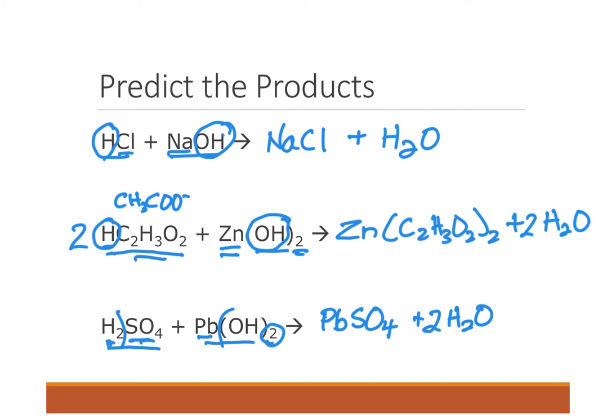So you just look for the water being taken from the H in the acid and the OH in the base, and combine the other 2 ions appropriately, paying attention to charges to form your salt. So that's the overview of acids and bases and how to figure out neutralization reactions.